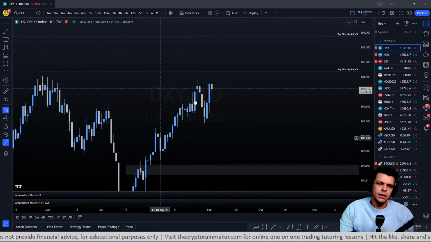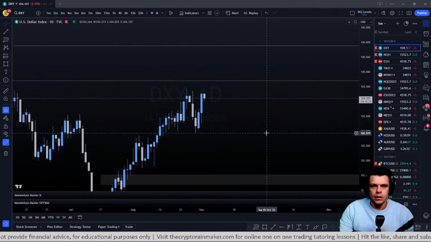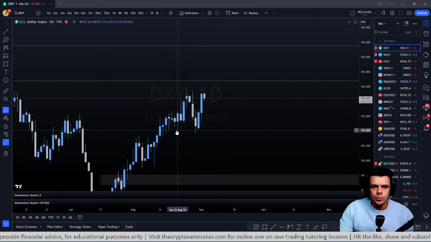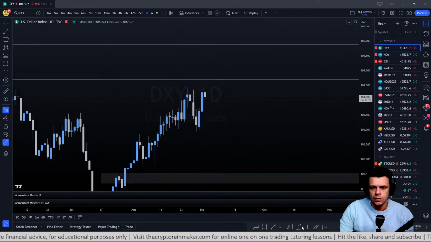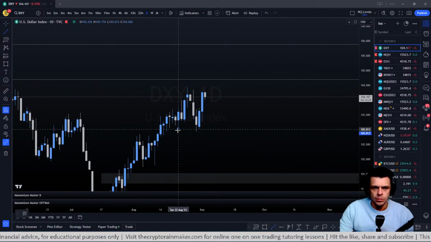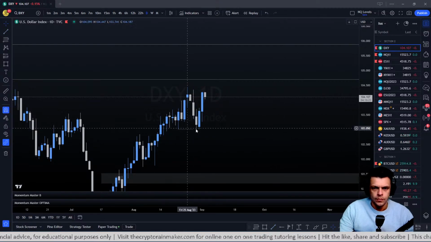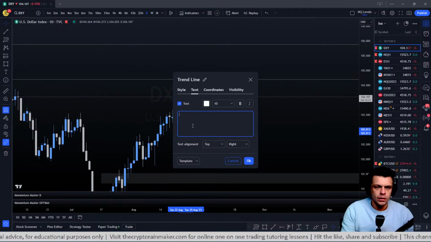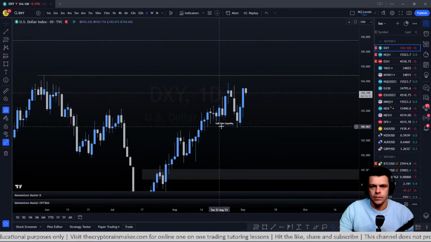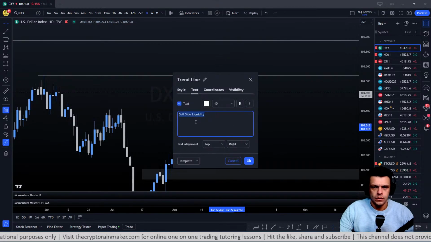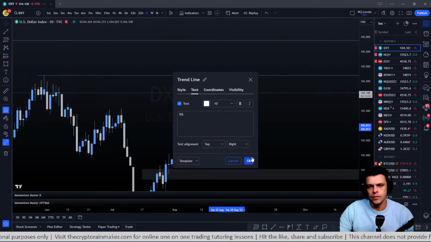Alright, so we had this nice run up to the upside, and then the dollar index printed this low, right? So we have higher lows on either side of this candle. So let's just quickly put a trend line right there. So that tapped right into the sell side liquidity. Let's just make it SSL.